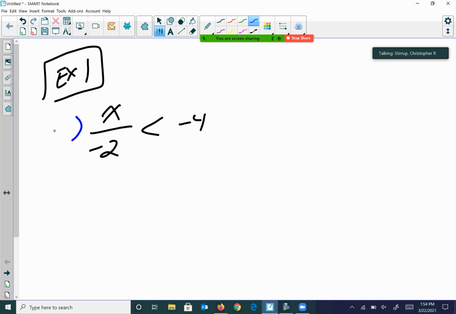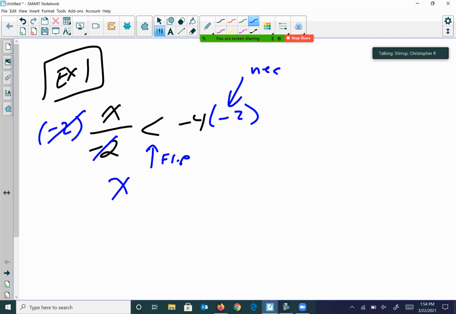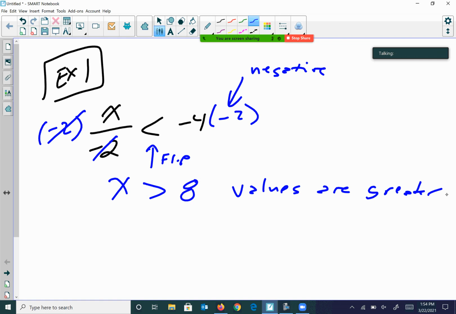So basically on this, you would multiply both sides by the -2. Because I'm multiplying by the negative, the sign has to flip because that was negative. Okay, so the sign changes direction, so we get 8, which is great. And there's different ways that we're going to represent this. This means that values are greater than 8.